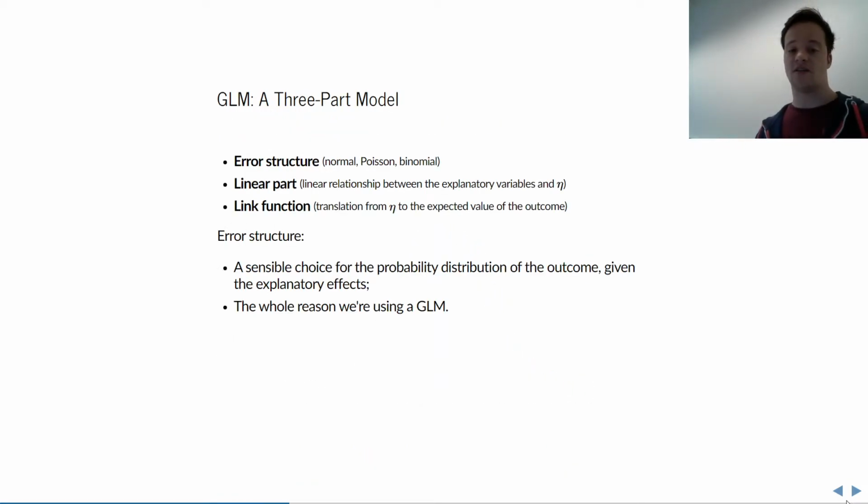So the error structure is a sensible choice for the probability distribution of your outcome after you've taken into account the effects of the explanatory variables. And also it's the whole reason we're using a GLM, because everything else we could already do with linear regression.